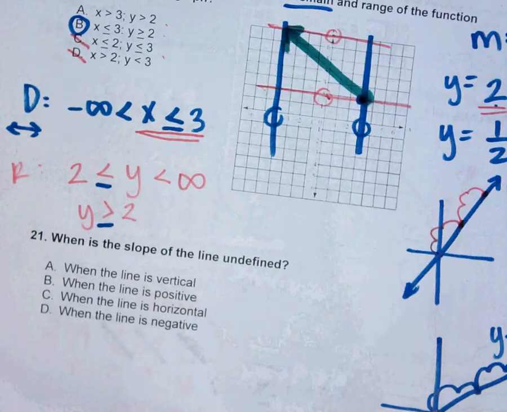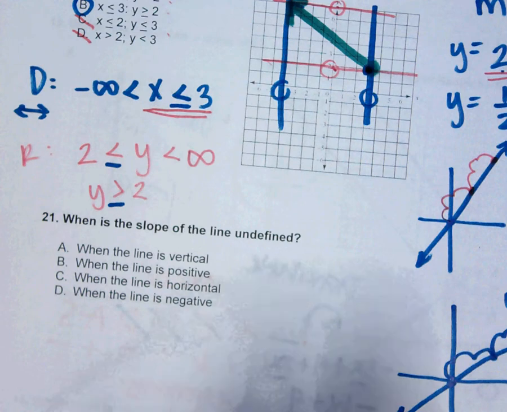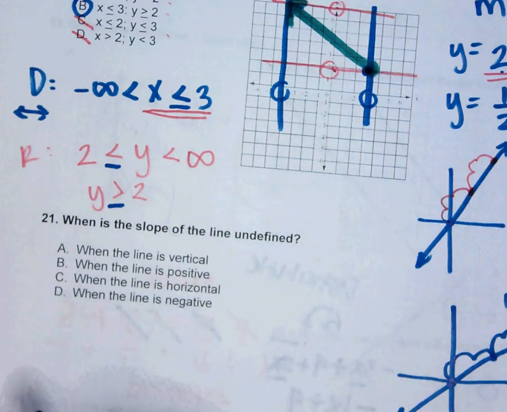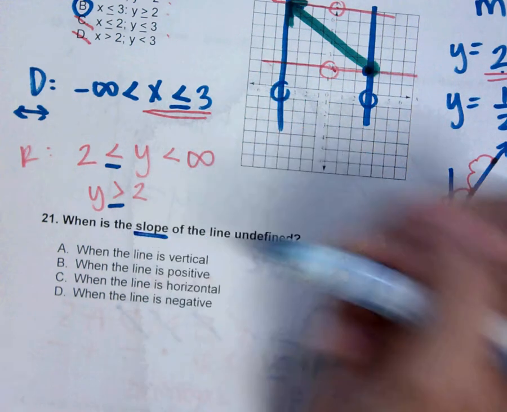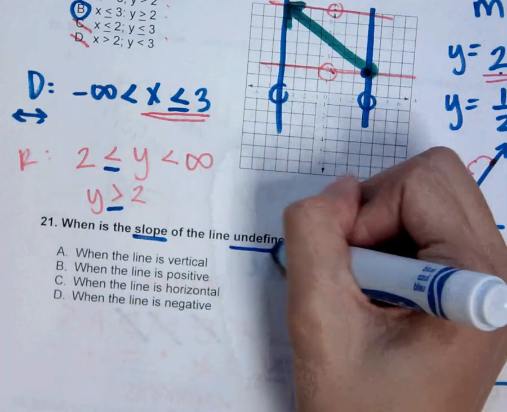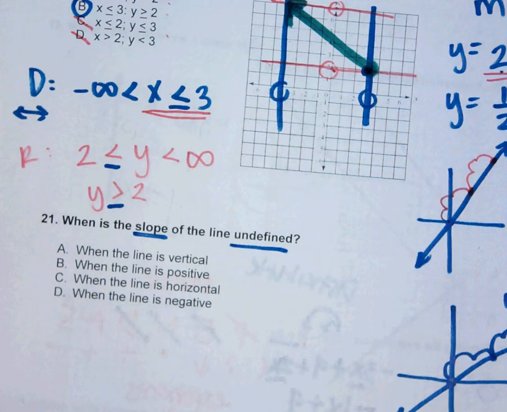Nice. So, let's look at this last one. No, sorry, 21 and 22. When we are trying to find characteristics of a slope, which one is undefined? I don't know, I kind of like to look at my slope man.